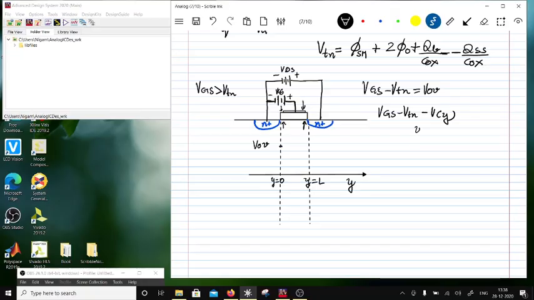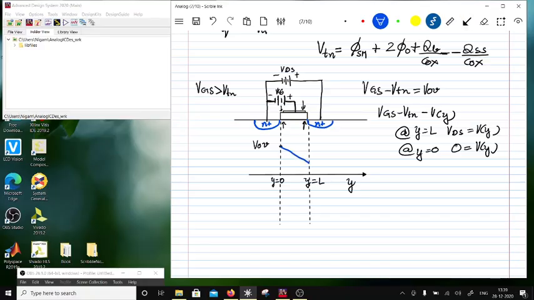At Y equal to L, the voltage which is applied drain to source is VDS, and at Y equal to 0, okay, so this is Vy. At Y equal to 0, this is going to be equal to 0. Okay, so the net potential across the channel is going to be VGS minus VTN minus VDS, right? So over here it will be like this.